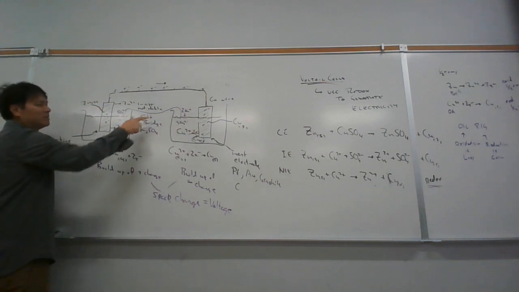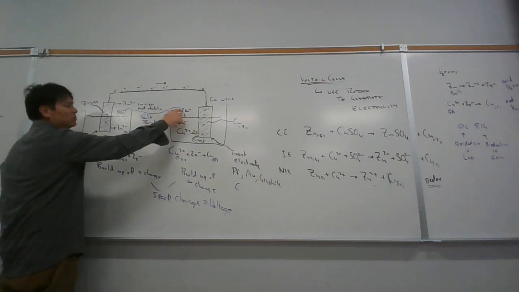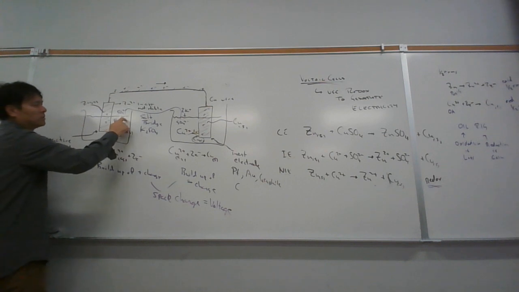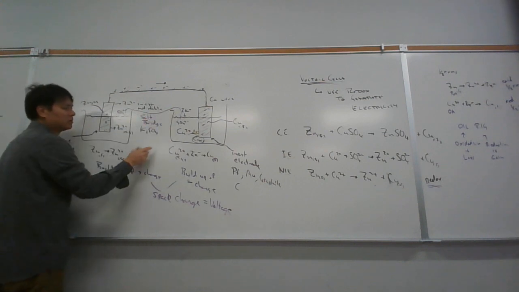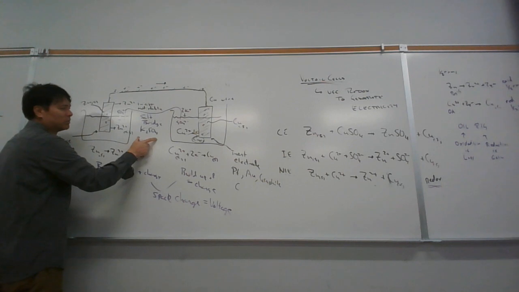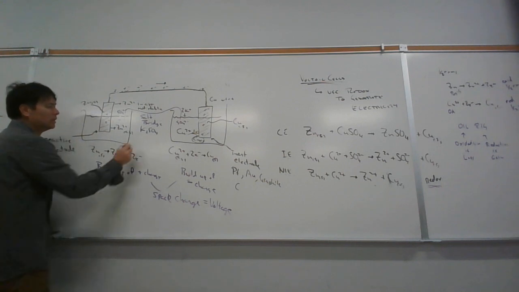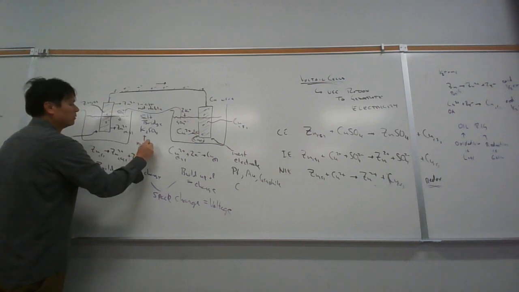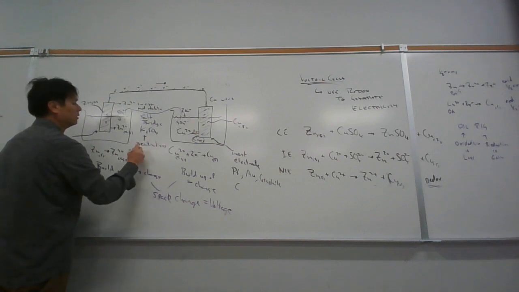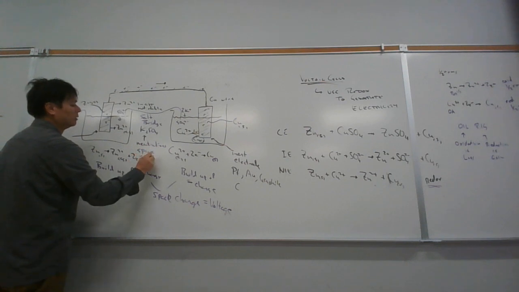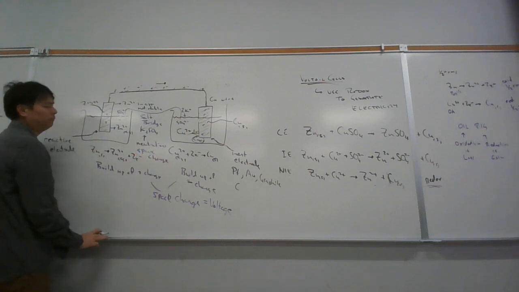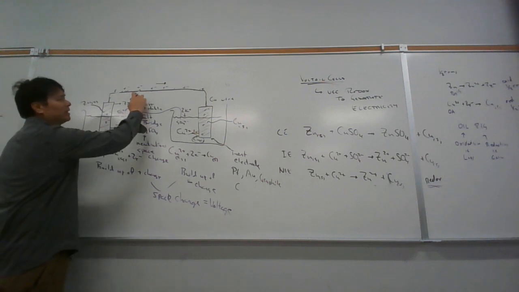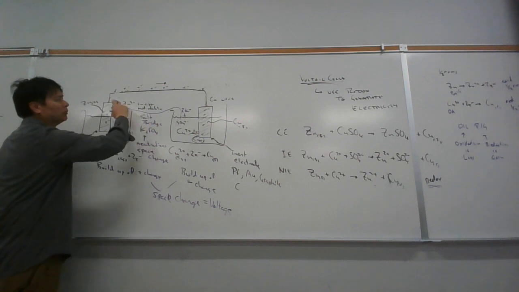So the salt bridge maintains electrical neutrality because we lose 2 positive charges to this beaker and we lose 2 negative charges to this beaker. So there's no space charge that builds up here. The salt bridge neutralizes the space charge. So if we can neutralize the space charge, then the electrons can flow and we generate electricity.